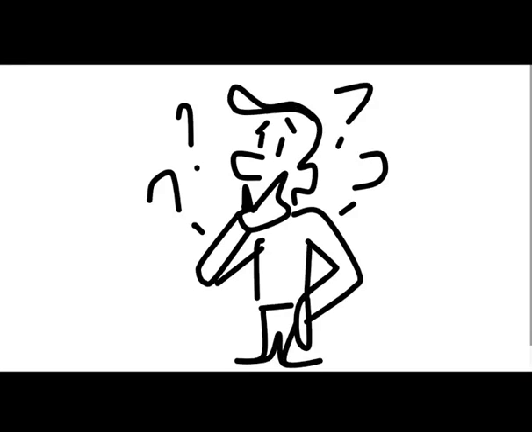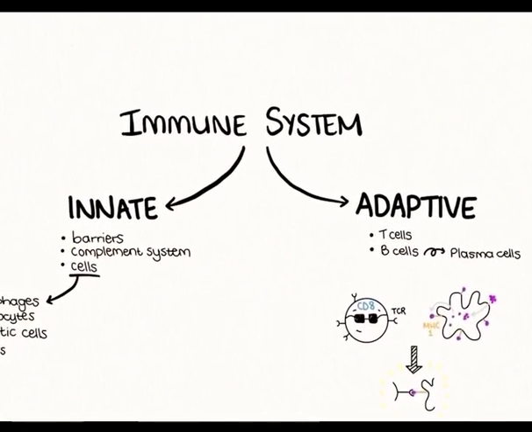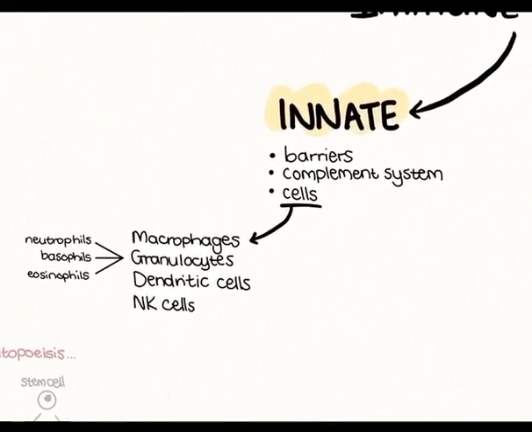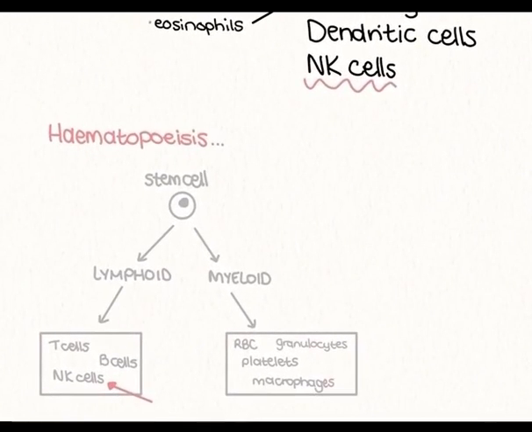The immune system consists of two distinct but interdependent systems, the innate immune system and the adaptive immune system, respectively. The innate immune system encompasses the barriers, the complement system, and the cells of the innate immune system. The cells of the innate immune system include the phagocytic macrophages, granulocytes, which are neutrophils, basophils, and the eosinophils, and the dendritic cells, as well as natural killer cells, which, just to confuse us, unlike all the other innate immune cells, which are myeloid progenitors, are lymphoid progenitors.